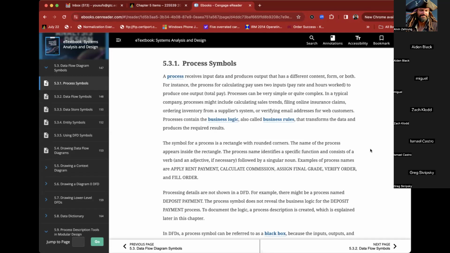Processes can be very simple or quite complex. In a typical company, processes might include calculating sales trends, filing online transactions, and so on. But again, at this level, you do not need to code anything, no need to even write pseudocode. You just write the name of the process. For example, if the process talks about withdrawing money, that's it. You draw a little process, you write withdraw money. That's it. You make necessary arrows.